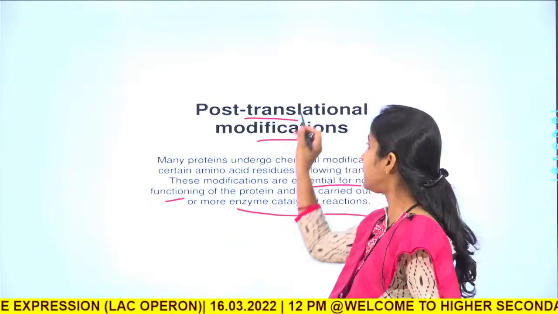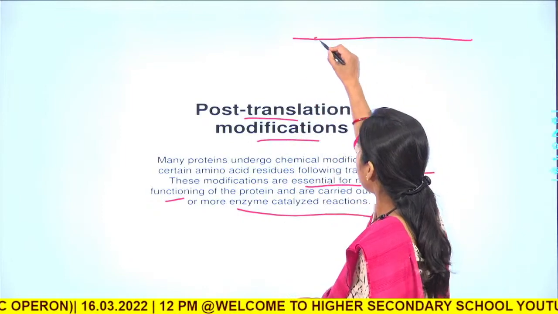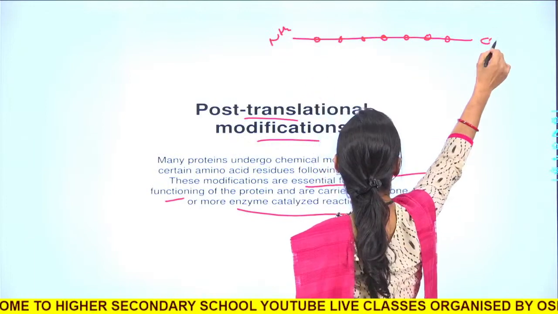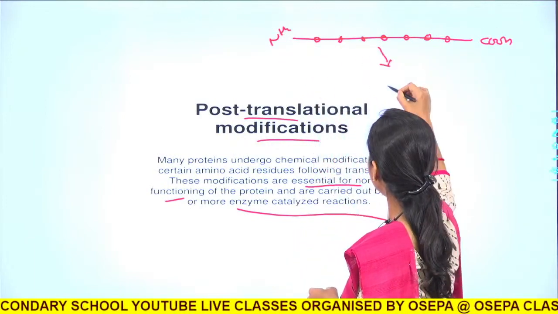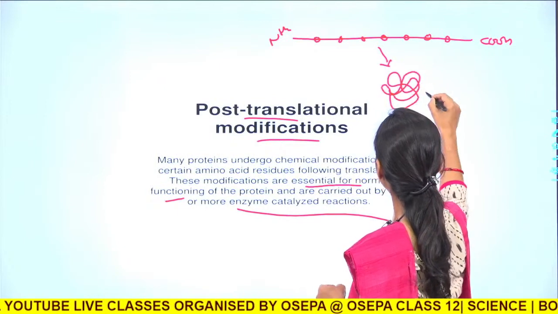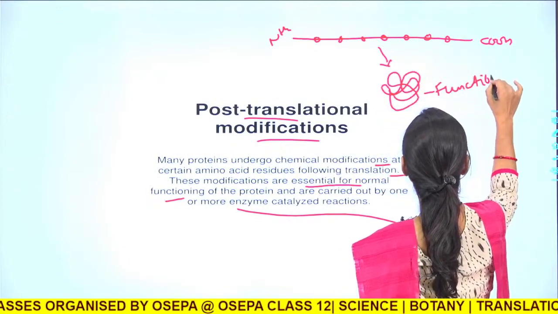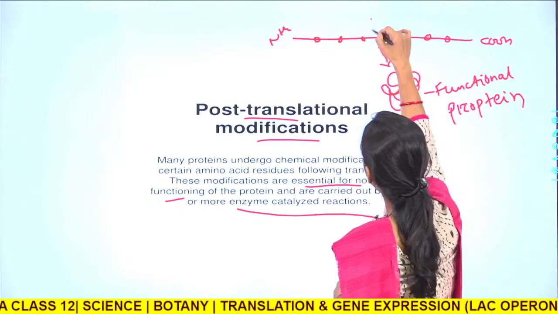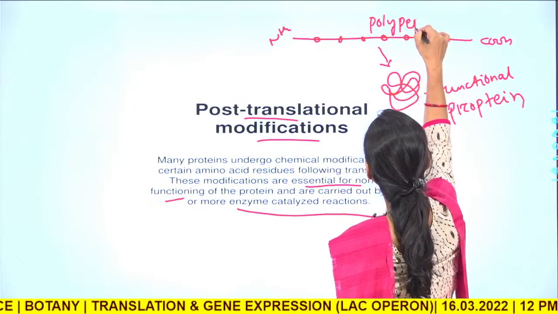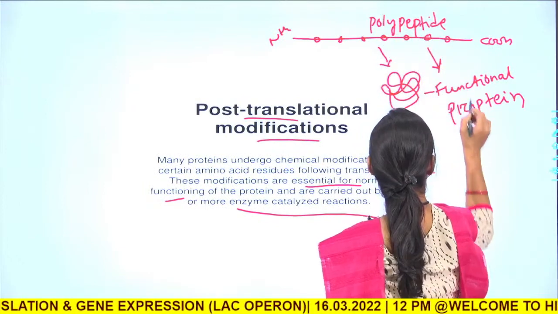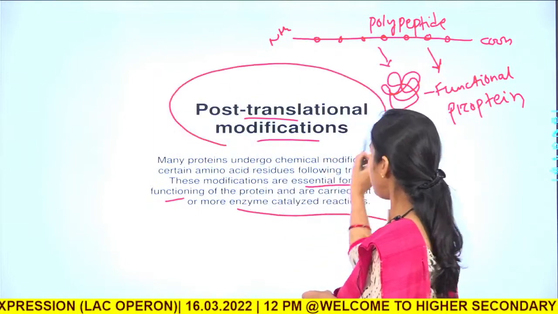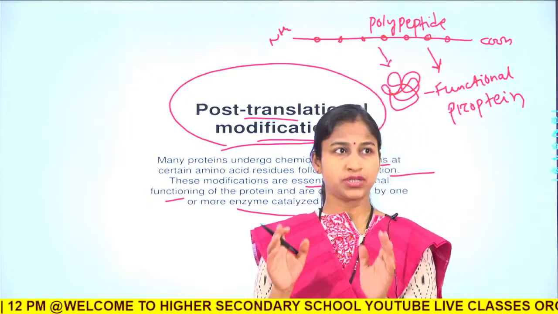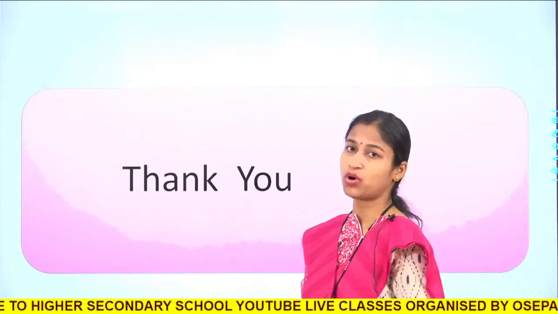Let us suppose this is a polypeptide chain carrying many amino acids. From the amino group N terminal to the carboxyl group C terminal, this will undergo certain modification and become a functional polypeptide, a functional protein. How a polypeptide is converted to a functional protein is explained by post translational modification. So this is all about translation and post translational modification.